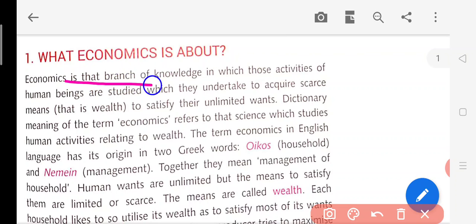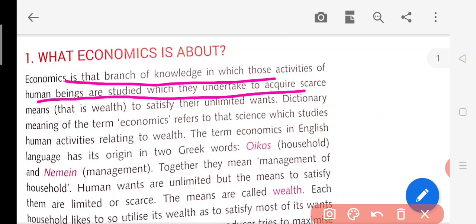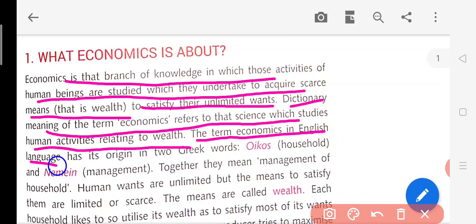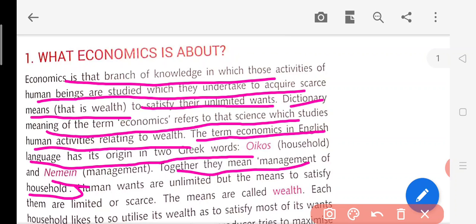Economics is that branch of knowledge in which those activities of human beings are studied which they undertake to acquire scarce means, that is wealth, to satisfy their unlimited wants. The dictionary meaning of economics refers to the science which studies human activities relating to wealth. The term economics in the English language has its origin from two Greek words, oikos and nomen. Together they mean management of household.